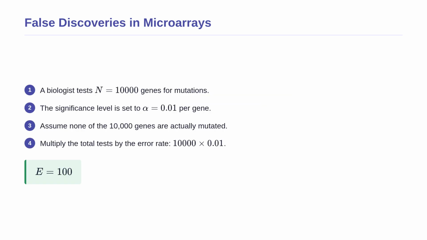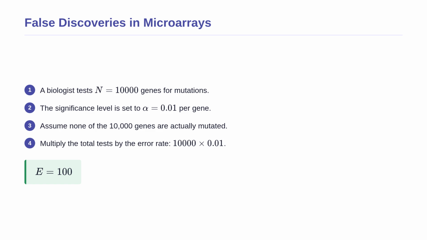Let us apply this expected value formula to our DNA microarray scenario. We are given that a computational biologist is testing 10,000 genes, so n equals 10,000. The researcher sets the type 1 error rate, alpha, at 0.01 for each individual gene test. We are asked to find how many false discoveries will occur by pure chance if absolutely none of the genes are actually mutated. We multiply 10,000 by 0.01.